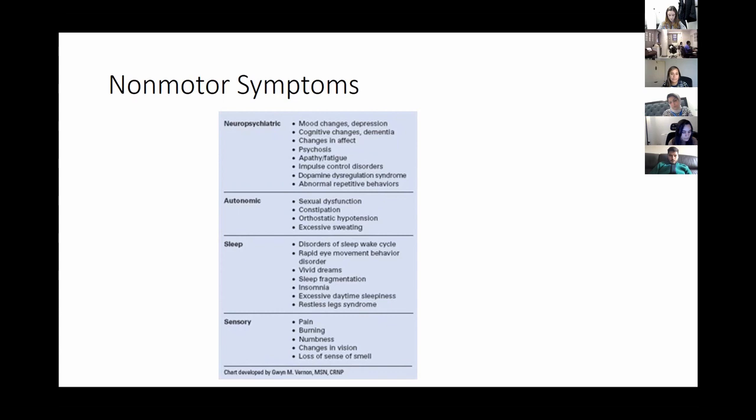Autonomic is very important. It can occur very early on, but these are things like constipation, hypotension, excessive sweating, sexual dysfunction. Orthostatic hypotension is important. For vitals, we like to get orthostatics on all our patients because about 20% of patients with Parkinson's will develop orthostasis. So if you are seeing a patient, I encourage you to do a sitting to standing, because many of the symptoms they experience, lightheadedness, fatigue, even cognitive changes, sometimes can be attributed to orthostasis.